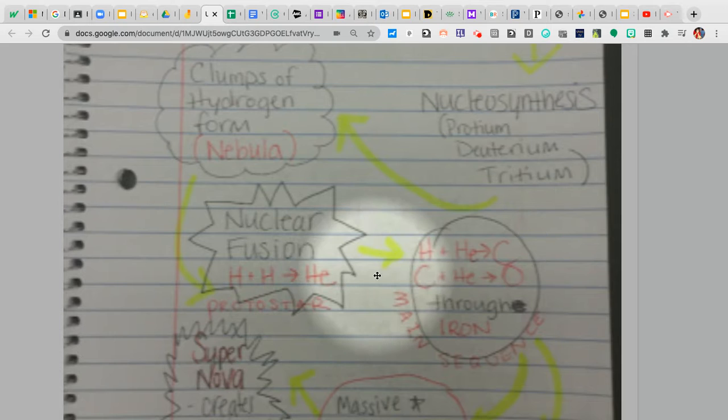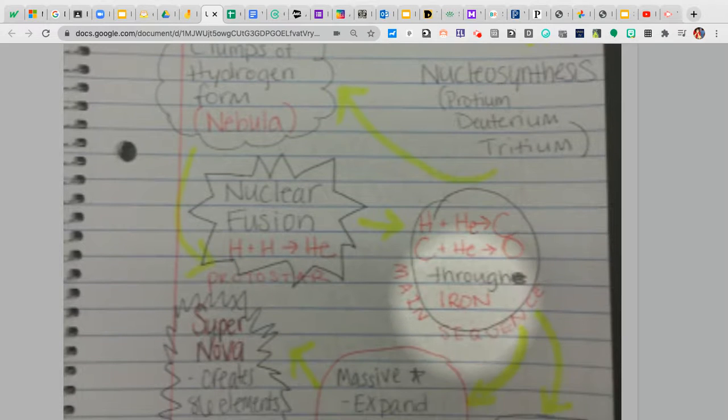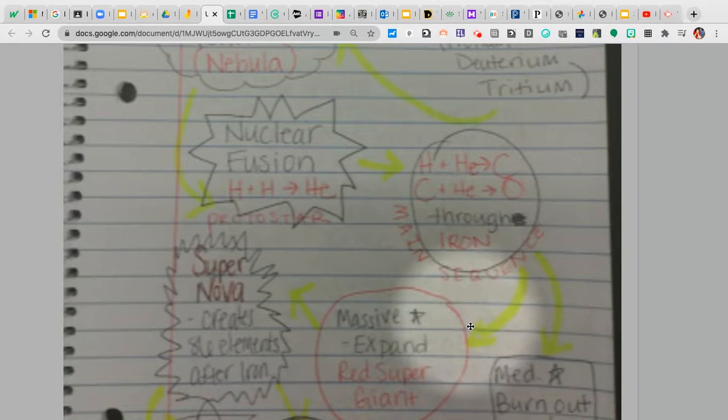From a protostar, our helium and hydrogen start to form carbon, and then we get carbon and helium forming oxygen, and all the way through iron. This is all going to occur during main sequence. All right, so the star is stable. Everything is good. Once we start running out of hydrogen, that's where the stars will start to die. So here's a different path we can go.